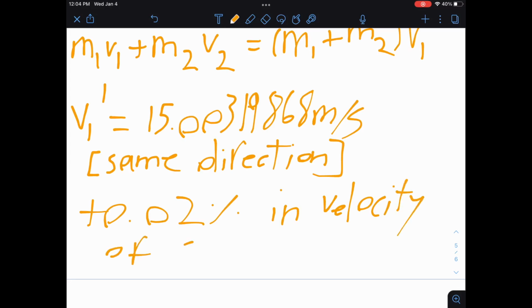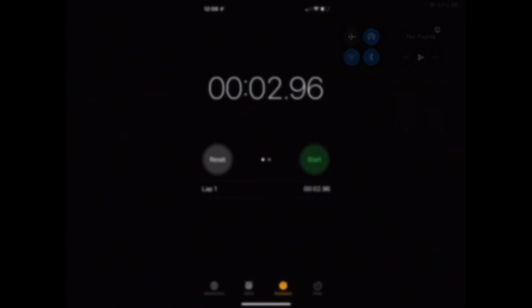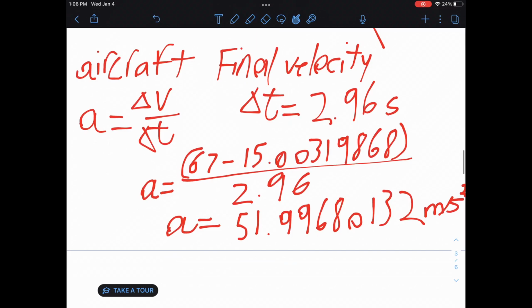Since we have the final velocity of the aircraft, we can find the change in velocity it experiences. I timed how long it took for the landing, and it was about 2.96 seconds. I was able to find the acceleration of the aircraft to be negative 51.99680132 meters per second squared.